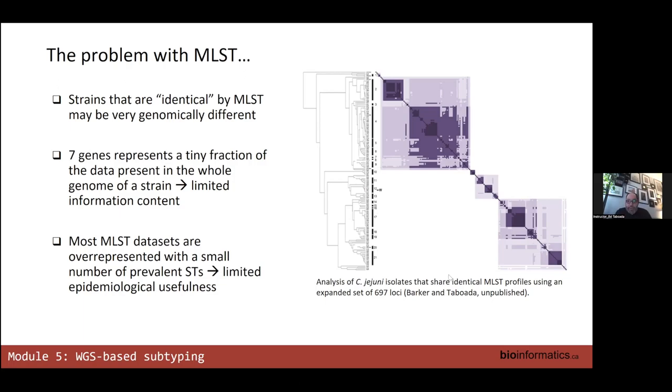Here you see a dendrogram with distance matrices attached to it, showing just the diversity of a whole pile of SP21 isolates that are supposedly identical. At the same time, seven genes on a genome that may have thousands of genes is not a lot of information to make such grandiose pronouncements about this being the same as that.